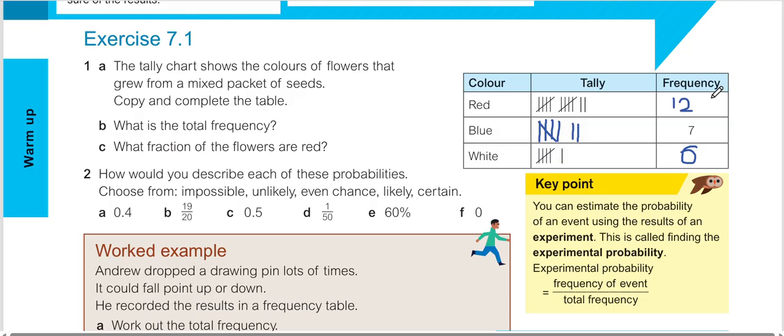What is the total frequency? Total frequency means all 3 frequencies added together. So that means 12 plus 7 plus 6. What is the answer? 25. Total frequency is 25.